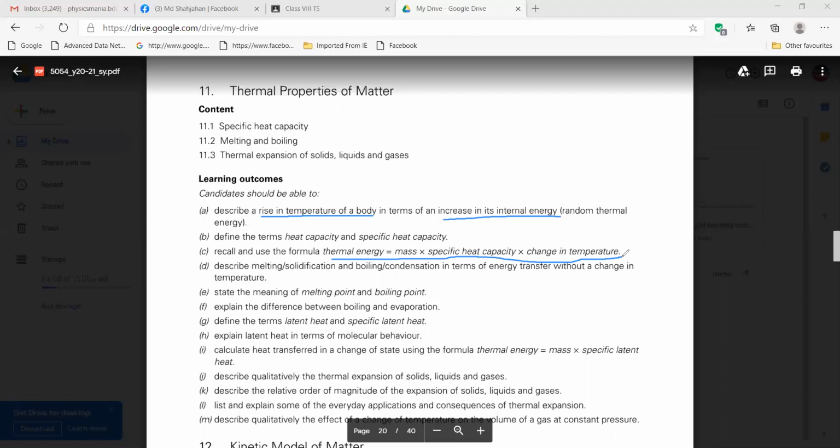So if you rearrange this formula, it comes like that, right? Equals to, yes, sir. So this one is specific heat capacity, right? So there are two things. One is heat capacity, another one is specific heat capacity. So what is the difference between these two, heat capacity and specific heat capacity?